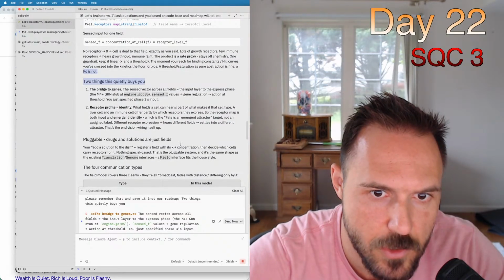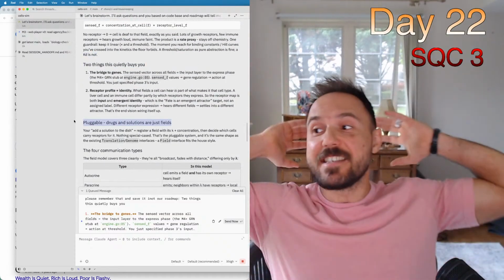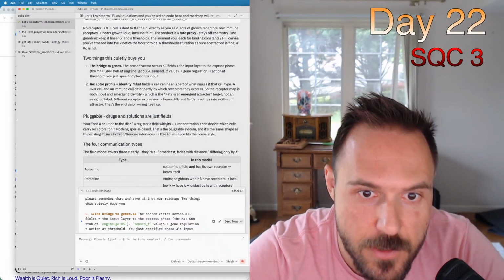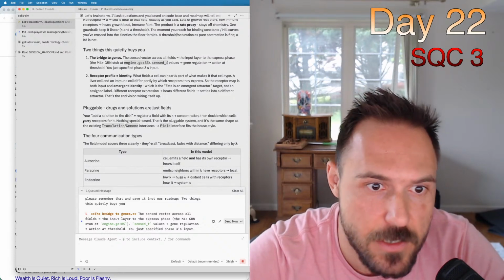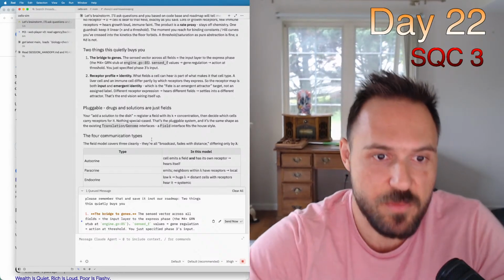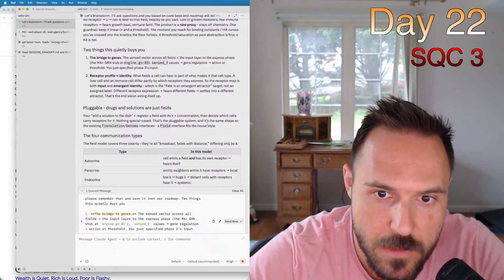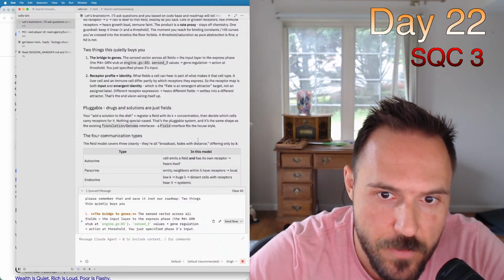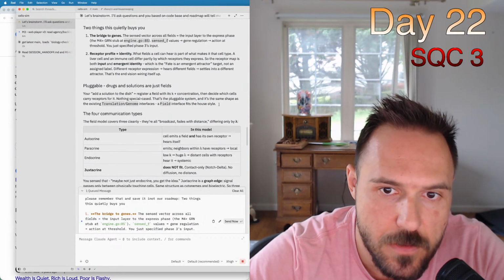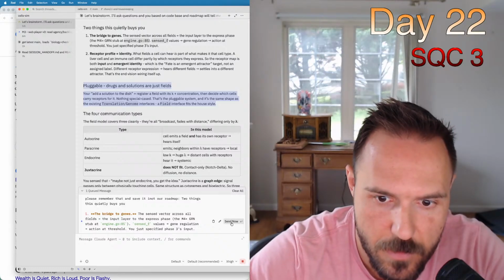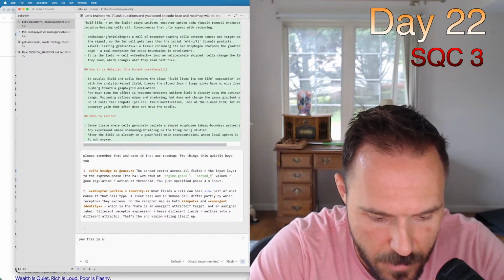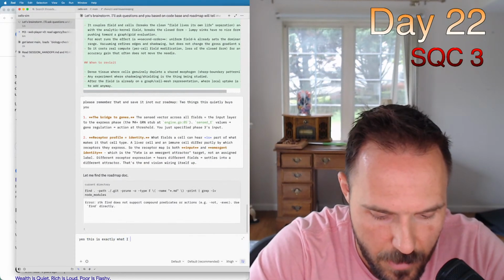Pluggable. Drugs and solutions are just fields. Yes, this is exactly what I want. You add a solution to the dish, register a field with the K concentrations, and decide which cells carry receptors for it. Yes, clip that. That's exactly what I tried to explain. Nothing is a special case, it's the pluggable system and the same shape of the fields in our outside. The four communication types. Yes, this is exactly what I mean.